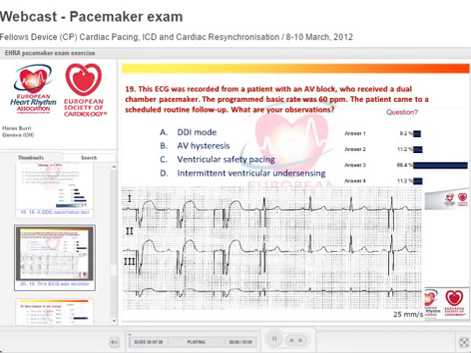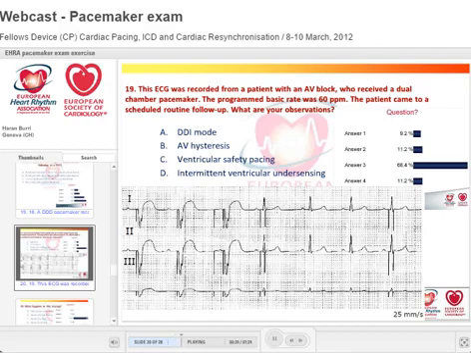Good. Next question. This ECG was recorded from a patient with an AV block who received a dual chamber pacemaker. Programmed basic rate was 60. The patient came to scheduled routine follow-up. What are your observations? Please vote. Answer number 3 is correct, ventricular safety pacing. What you see here is a normal P wave, no spike, and then ventricular pacing, atrial pacing, ventricular pacing.